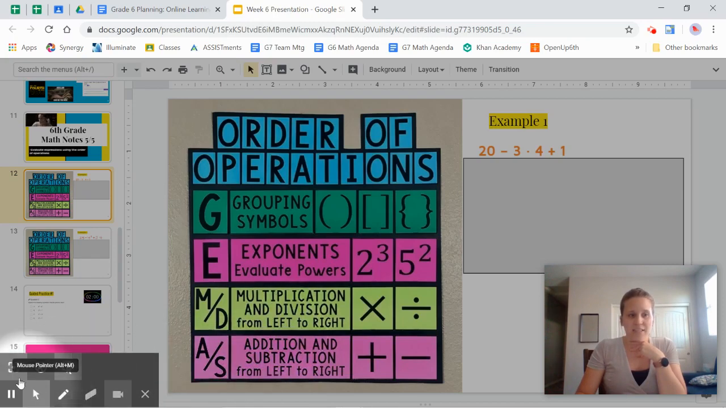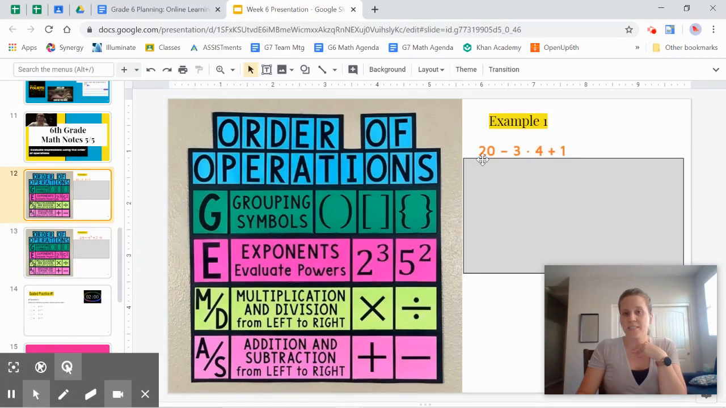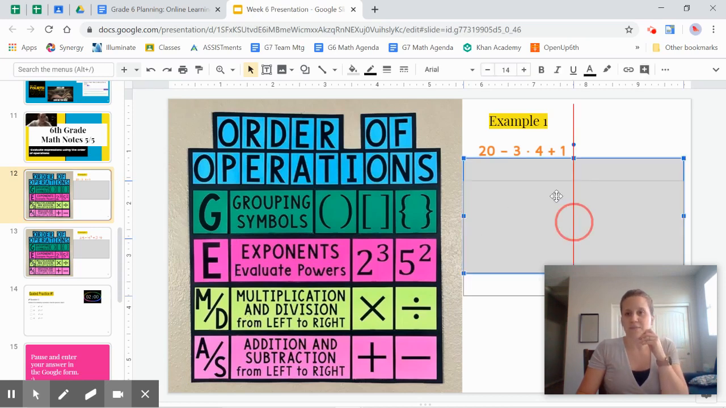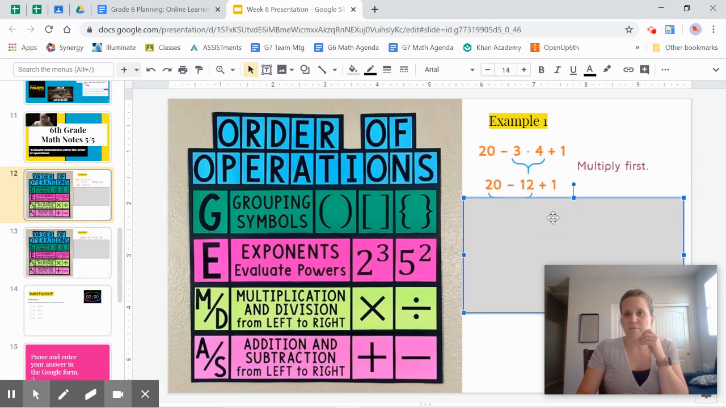Okay, let's go ahead and look at an example. Take this expression, 20 minus 3 times 4 plus 1. What operation should I do first? Yes, I should multiply. That's all the way down here in the third step. There are no grouping symbols. There are no exponents. There is one instance of multiplication, so that is my first step. 3 times 4 is 12. I keep the 20, the minus, the plus, and the 1 all exactly where they are.